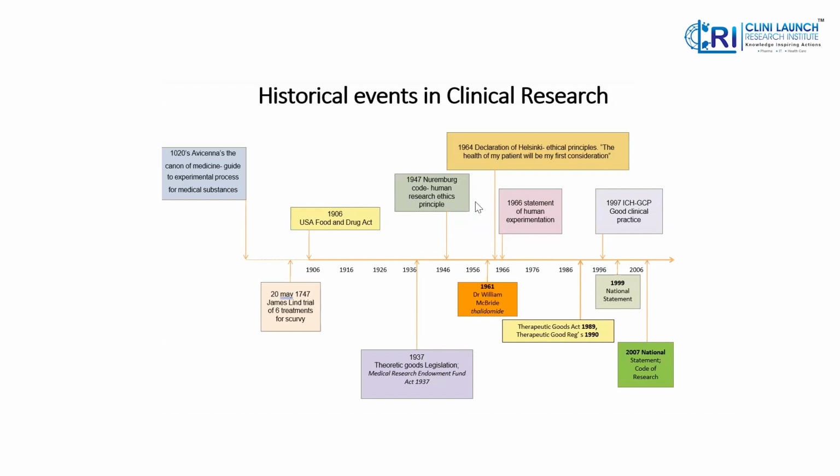And then in 1999, we have the National Statement by the Australian government. The Australian Health Ethics Committee developed the guidelines that were contained in the National Statement on Ethical Conduct in Human Research. Then in 2007, we have the revised version of this, the National Statement Code of Research, which was revised in 2018. This was a joint venture of the National Health and Medical Research Council, the Australian Research Council, and Universities Australia, which provides guidelines for researchers, human research ethics committees, and all others conducting ethical reviews.